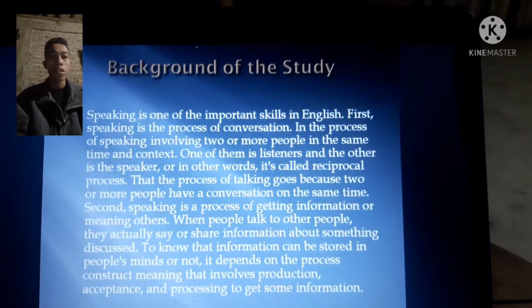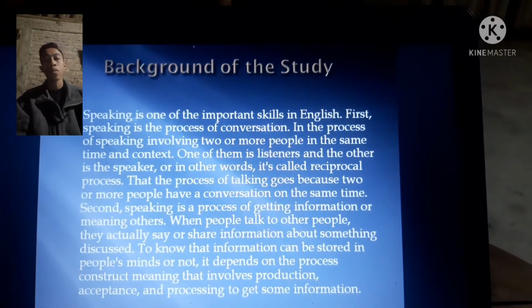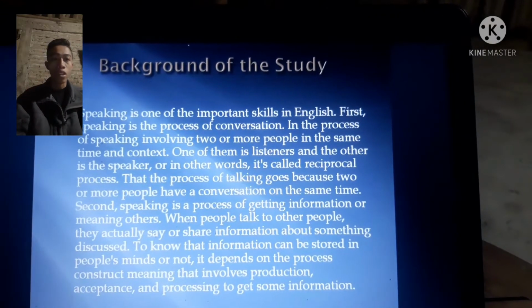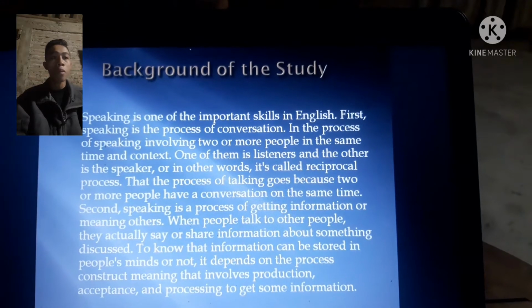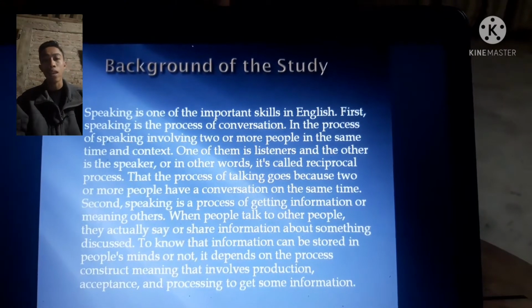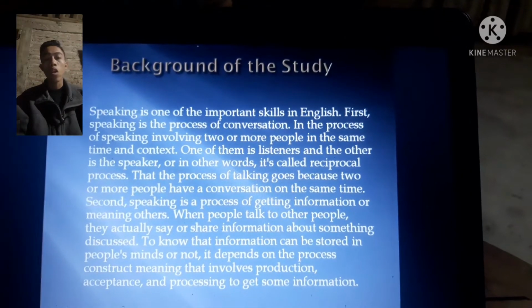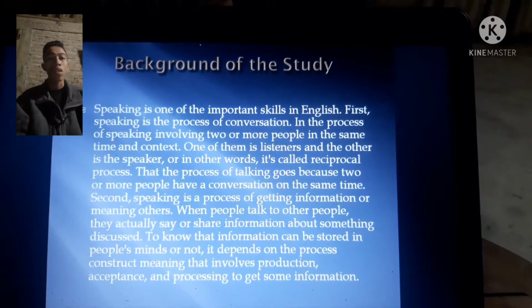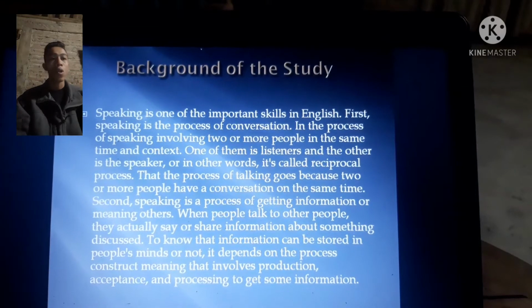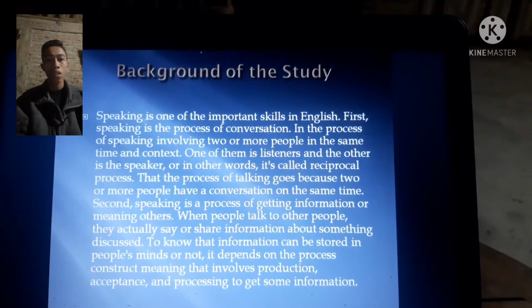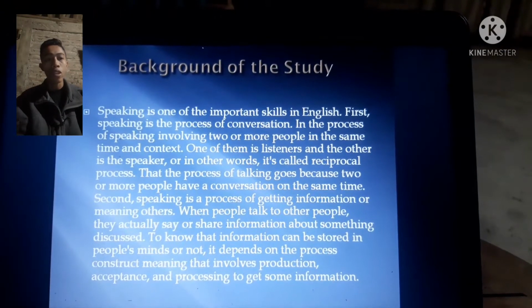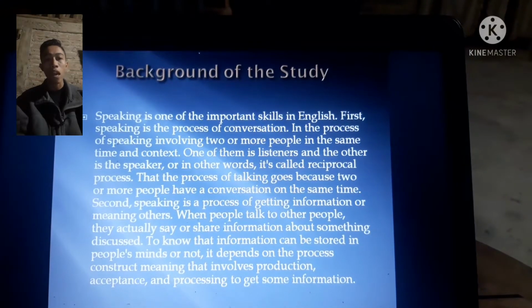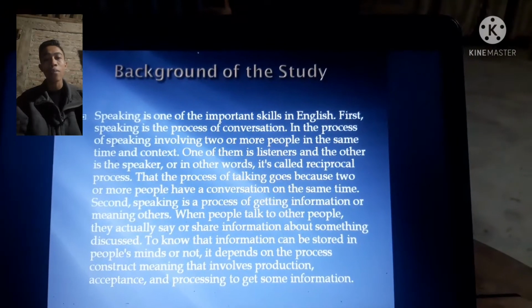First, speaking is the process of conversation. The process of speaking involves two or more people at the same time and in the same context. One of them is the listener and the other is the speaker, or in other words, it is called the reception process. That is the process of taking goods because two or more people have a conversation at the time.